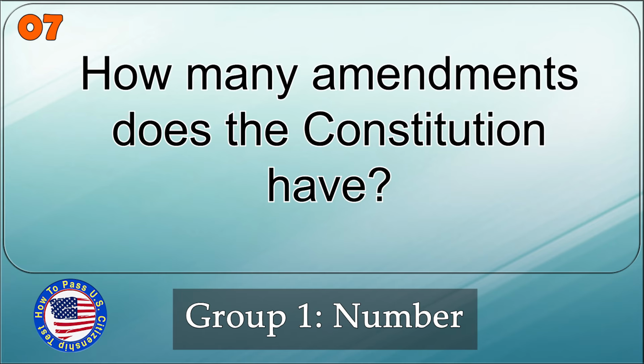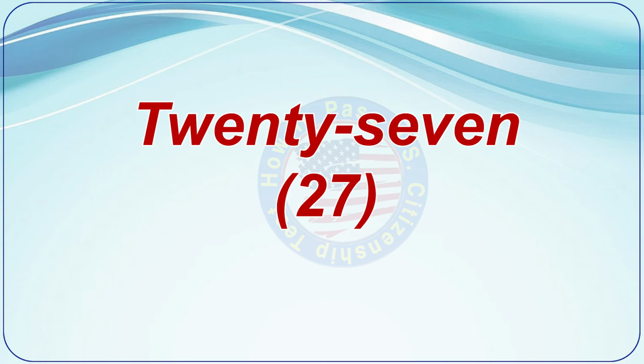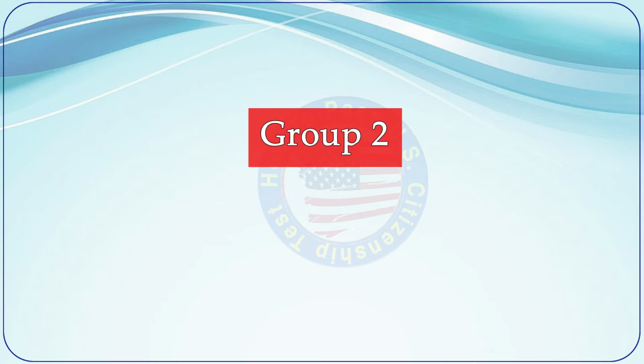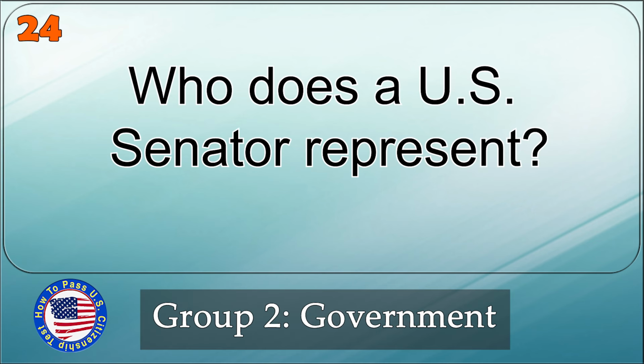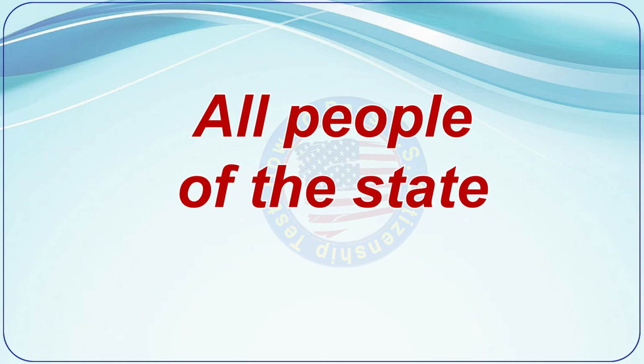How many amendments does the Constitution have? 27. Group 2. Government. Who does a U.S. Senator represent? All people of the state.